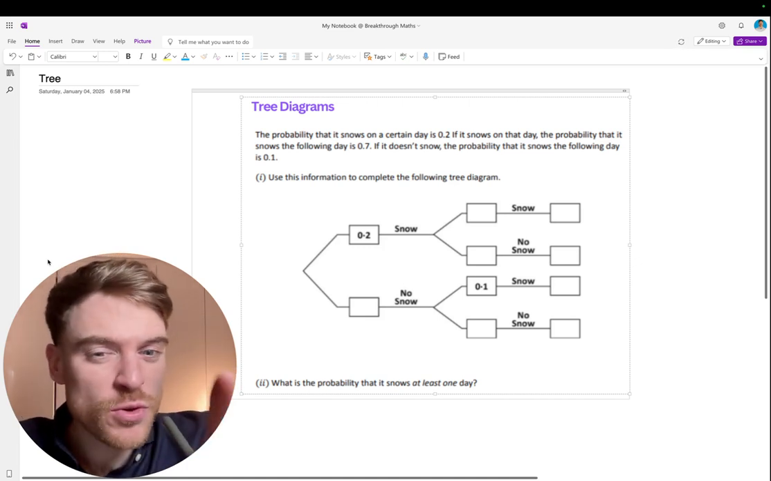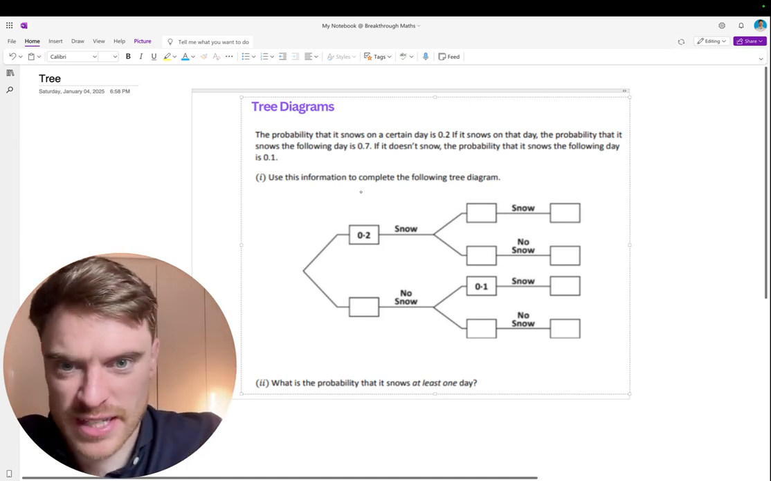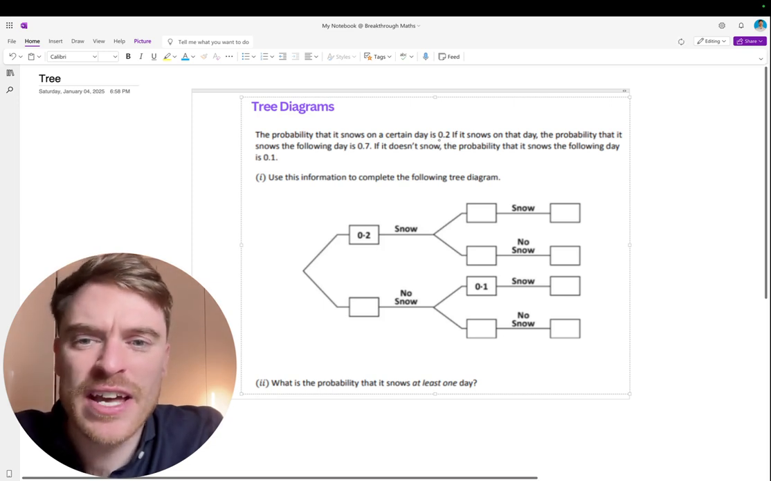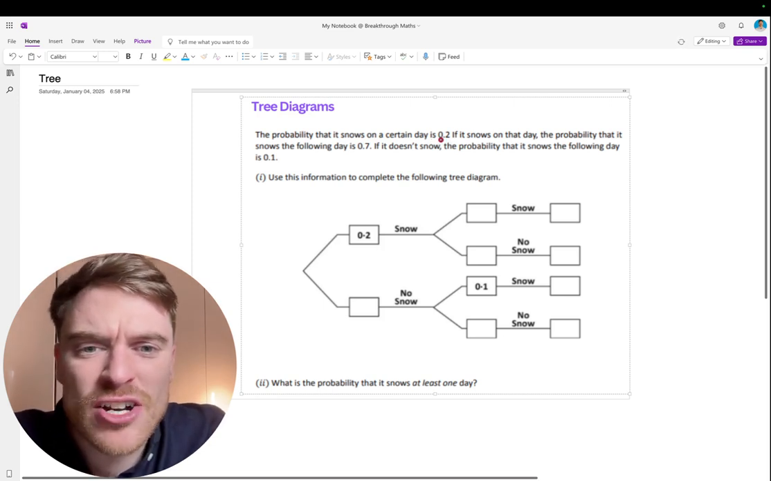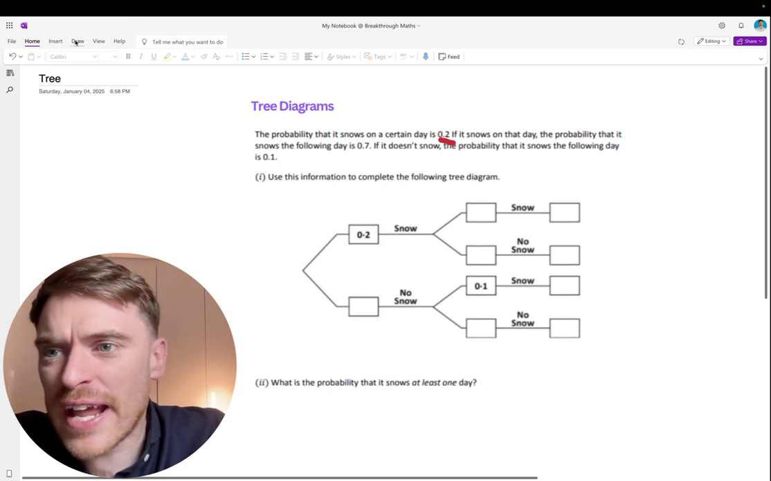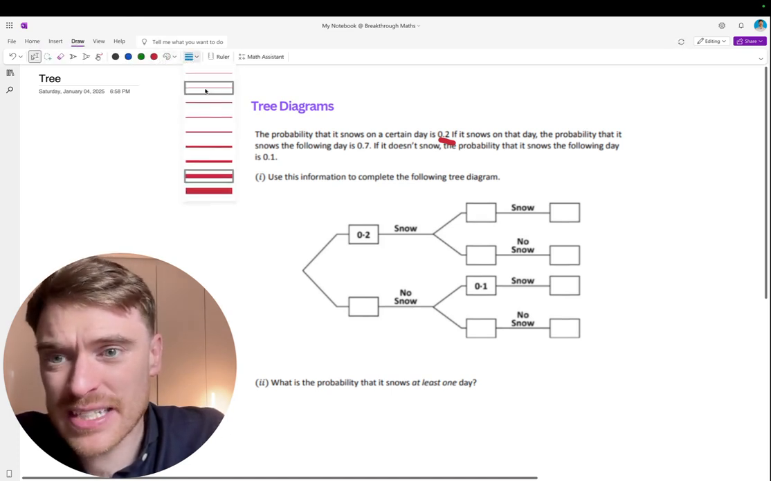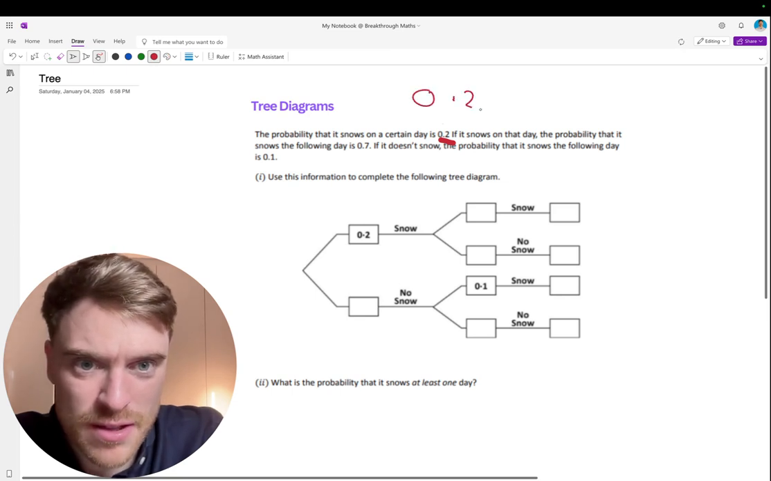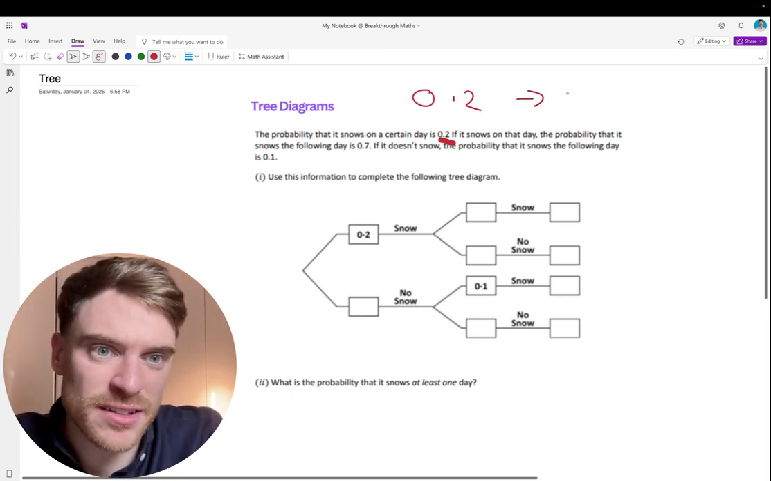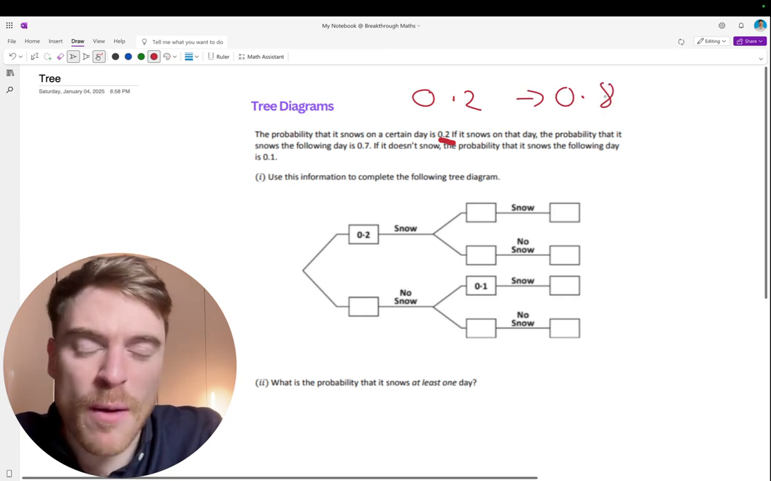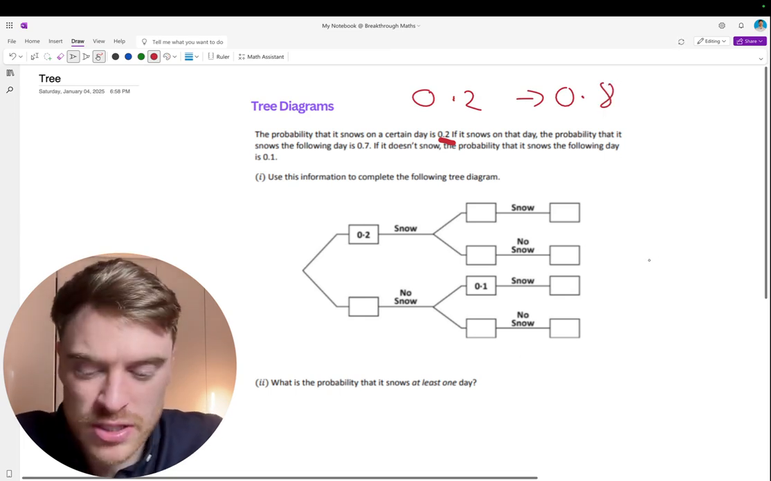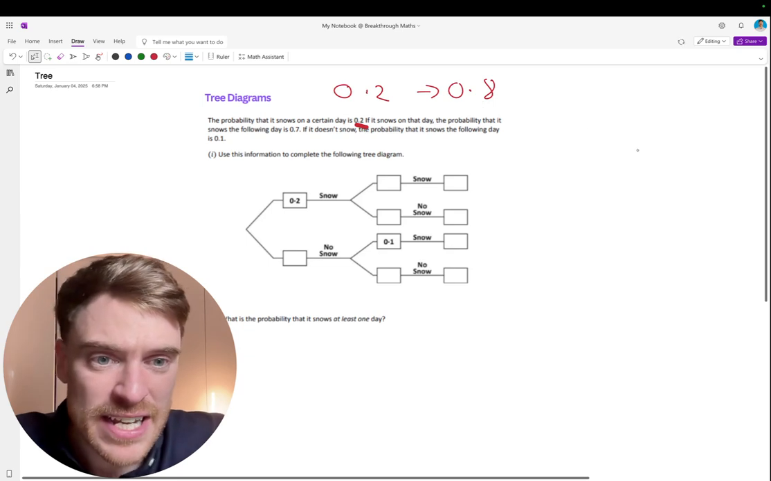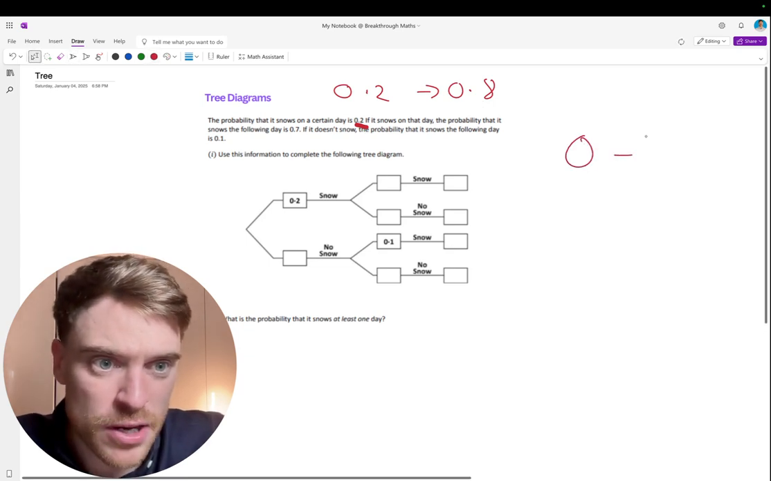Watch. The first thing you've got to remember when you're doing these kinds of things is you read the question and it says the probability that it snows on a certain day is 0.2. Well, then don't forget that the opposite of 0.2 has to be 0.8, because probability scales go from 0 to 1. And as soon as you understand that, the sooner you're winning. 0 to 1, that's what it goes up to.